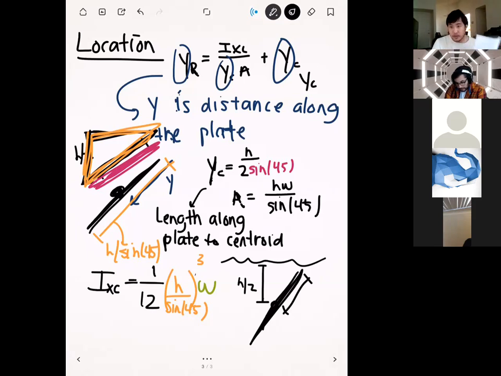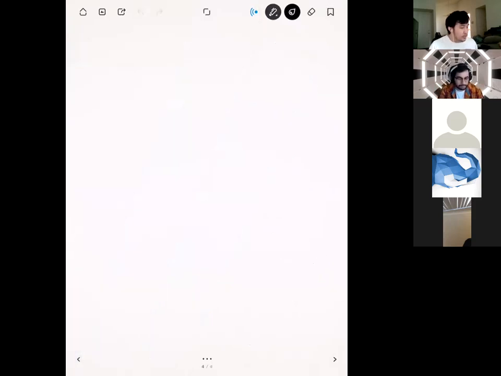Okay, so let's move on. That was 3D, so hopefully that clears things up a little bit. And let's go back to our regularly scheduled programming about Bernoulli. Bernoulli equation, right?